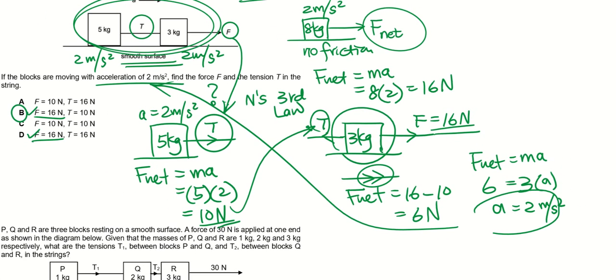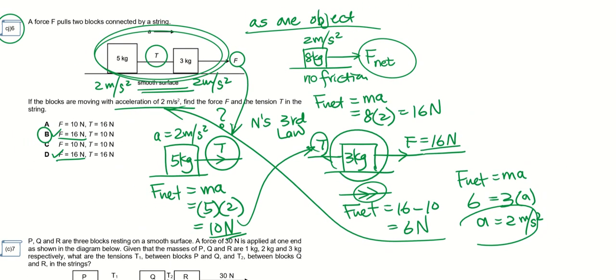So this is how you solve this kind of question. First, you need to treat it as one object, either to find Fnet or acceleration. Then after that, you need to apply a free body diagram. Draw a free body diagram. If there are two bodies, you need to draw two free body diagrams.